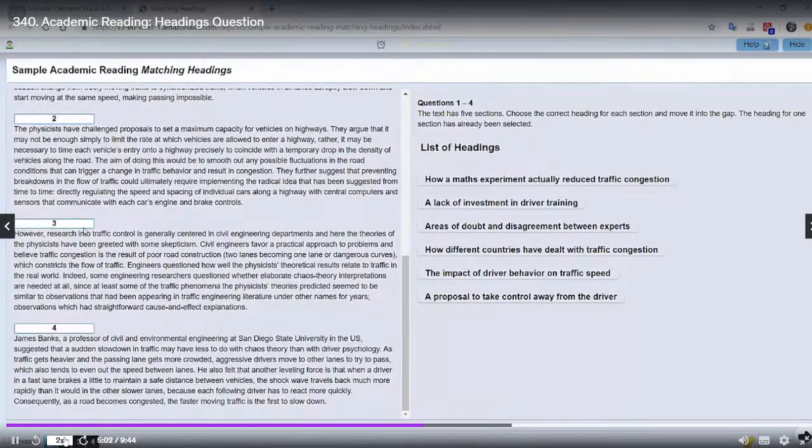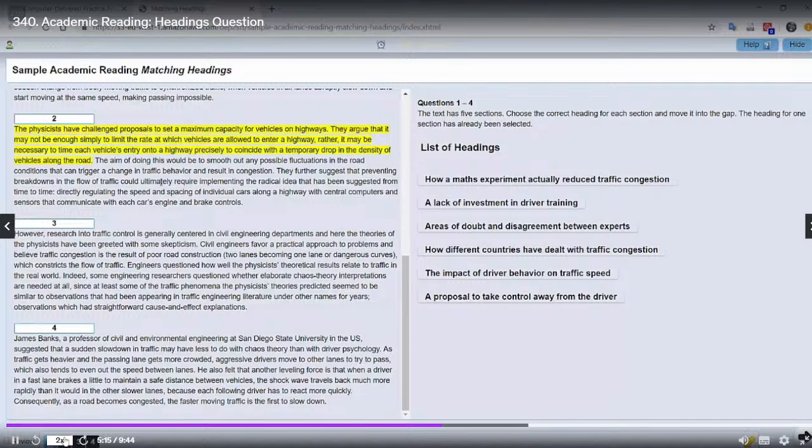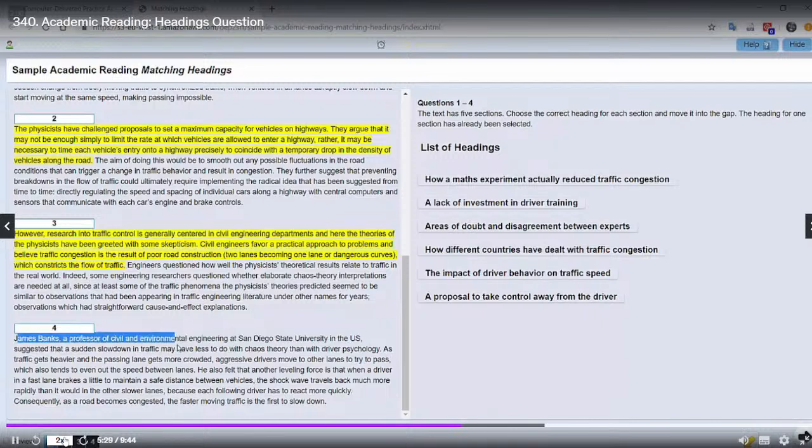Now we move down to the second one. The physicists, or if we wanted to, we can highlight it, which might be helpful in terms of seeing it better. Right, so when you're looking at that, you can see it a lot better, right? The physicists have challenged proposals that say maximum capacity for vehicles on highways. They argue that it may not simply be enough to limit the rate at which vehicles are allowed to enter. Rather, it may be necessary to time each vehicle's entry onto a highway precisely to coincide with a temporary drop in the density of vehicles along the road.